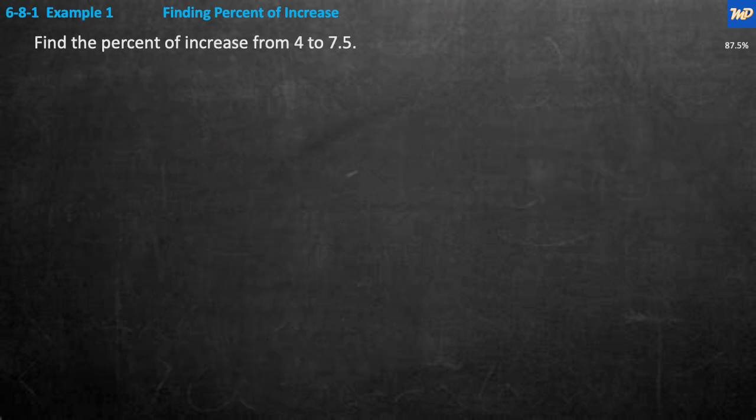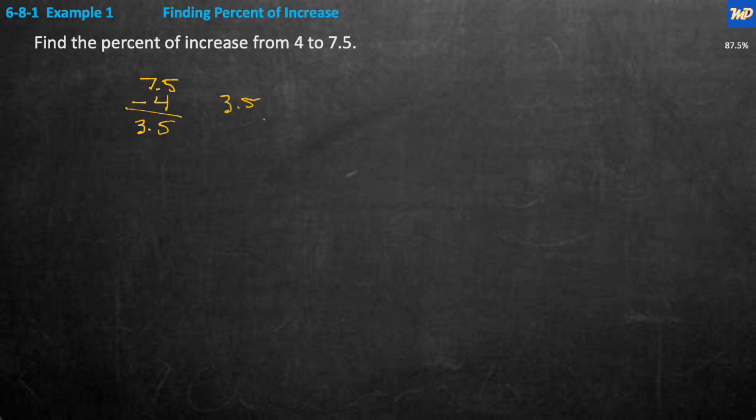Example 1, find the percent of increase. So it's basically what we just did, only much easier than that big investigation we had. So it says find the percent increase. So what did we do? We took the ending amount and subtracted the starting amount, right? So we're looking for the increase. So in our case here, we had 7.5, and we're going to subtract 4. And when we do that, we have 3.5, right? 3.5 is the increase.